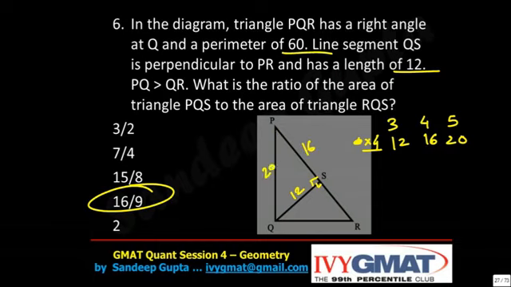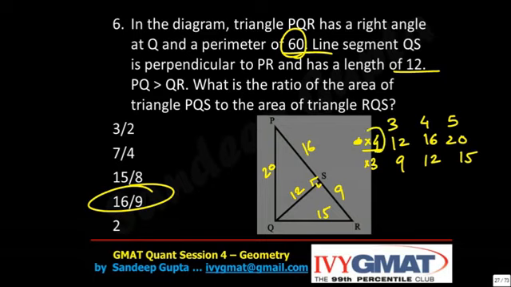We are just doing it in trial right now. If I multiply this by 3, I'll get 9 and 15. 9, 12, 15. So your double checking is the perimeter 60 right now or not? So if I take 15 plus 20 plus 25, it's exactly 60. That means this is the division, clear.